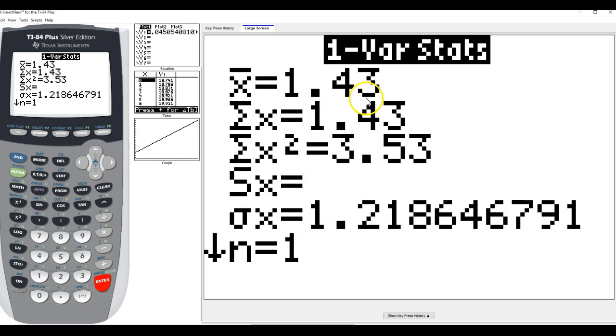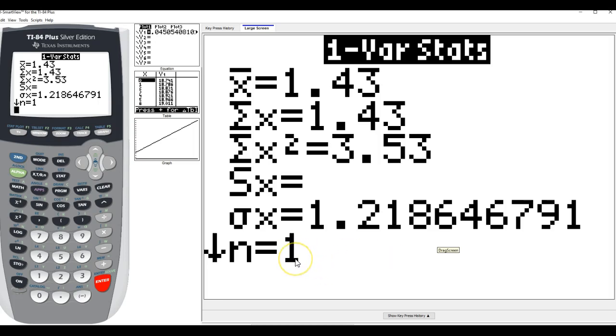So here's my mean, 1.43. Here's my standard deviation. And then the other thing that our problem asks us for is the variance. So the calculator does not give us the variance straight away here. We could probably calculate it another way, but I think it would complicate things more. If I want the variance, I just take my standard deviation and I square it.